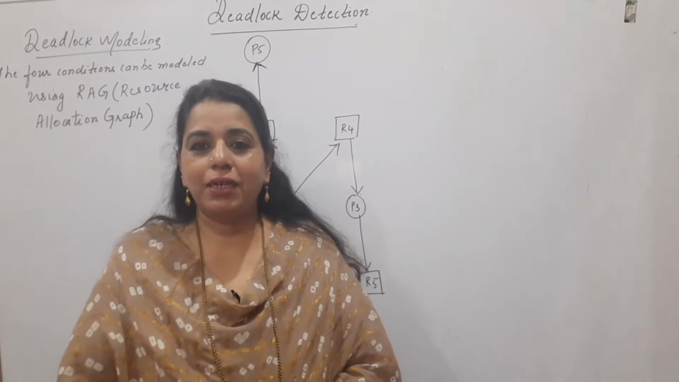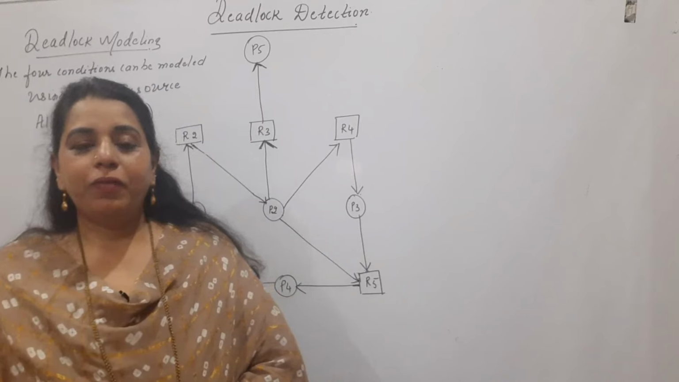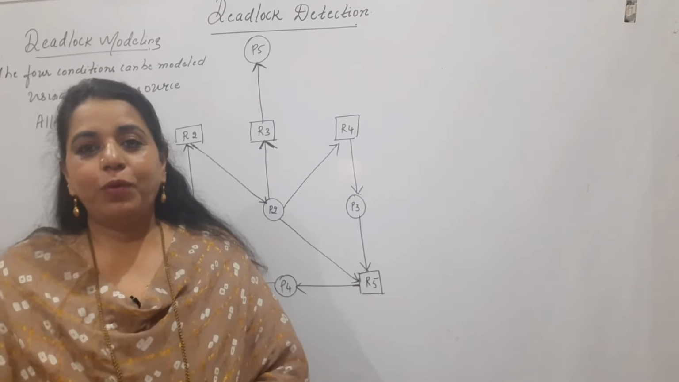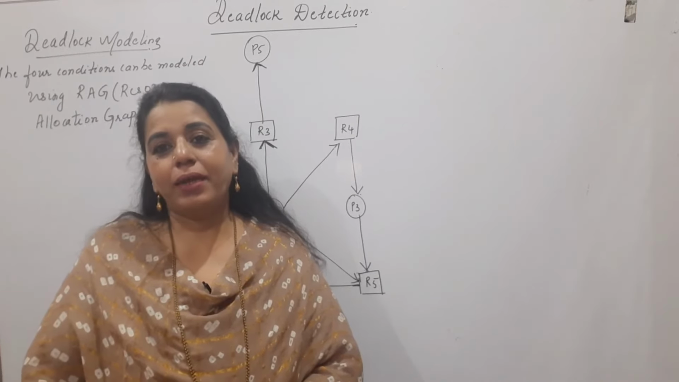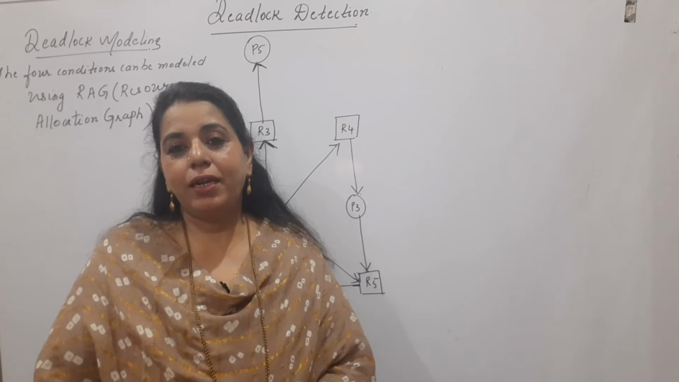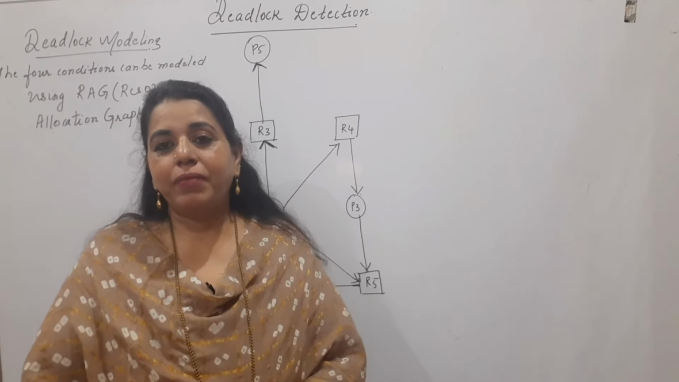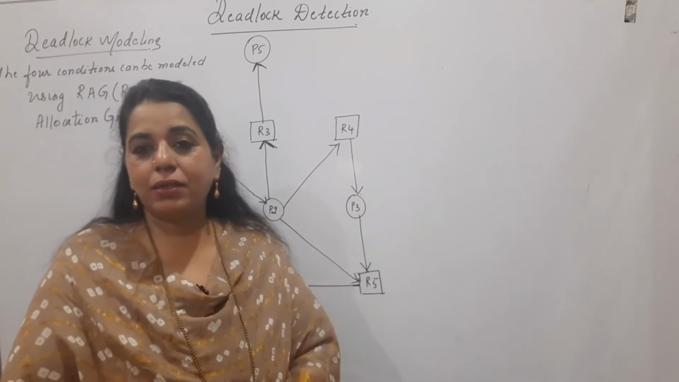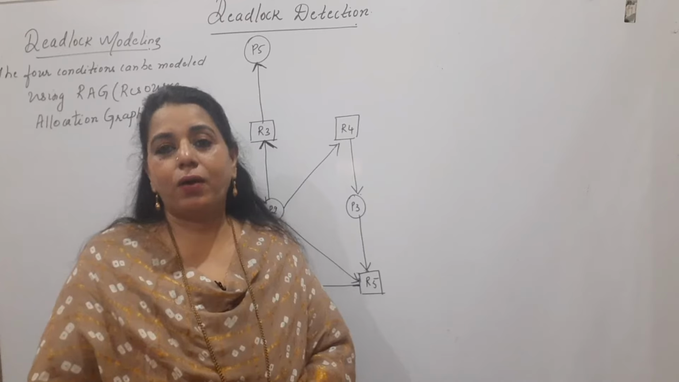Today's topic of discussion is deadlock detection. But before you study deadlock detection, you should know one more term called resource allocation graph. So why is it needed here in this topic? Let me first introduce RAG, resource allocation graph, and then I shall move on to the next topic in this session, that is deadlock detection.